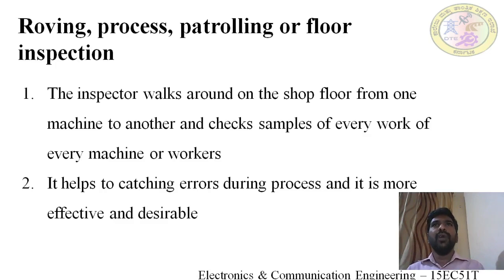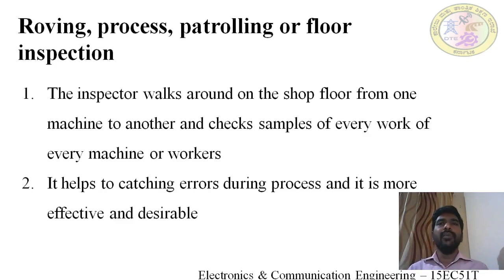See, the inspector walks around on the shop floor from one machine to another machine and checks the sample of every work, every machine. That means each and every stage is inspected. It is more effective, it helps to catch the error during the process and it is a desirable one. See, this is called roving inspection, process inspection or patrolling inspection.